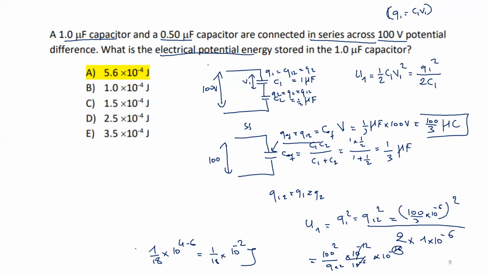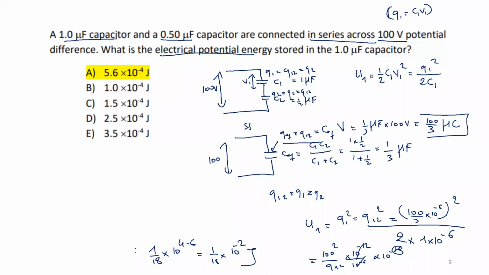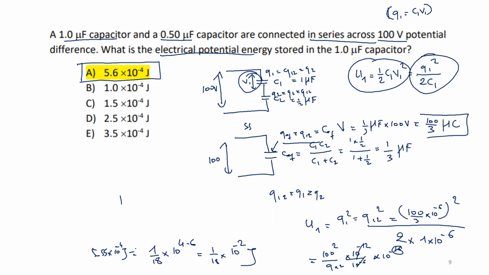And this gives you what? Calculate and give me the answer. Of course, this gives you 5.55 times 10 to the power minus 4 joule. So this is the right answer. Okay. You can also calculate V1 if you want, and use this formula. It will be the same as this.